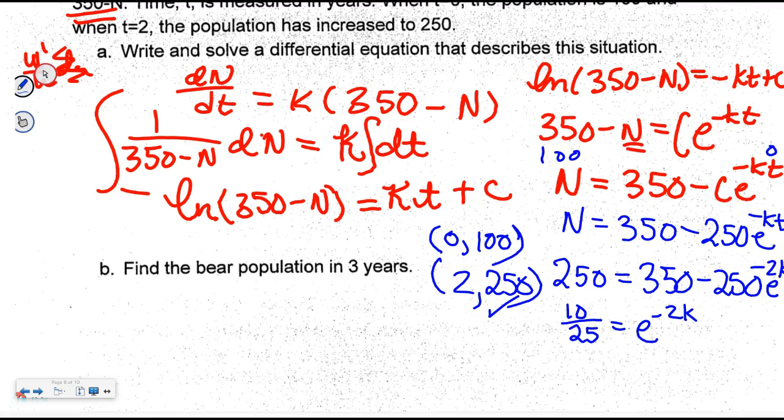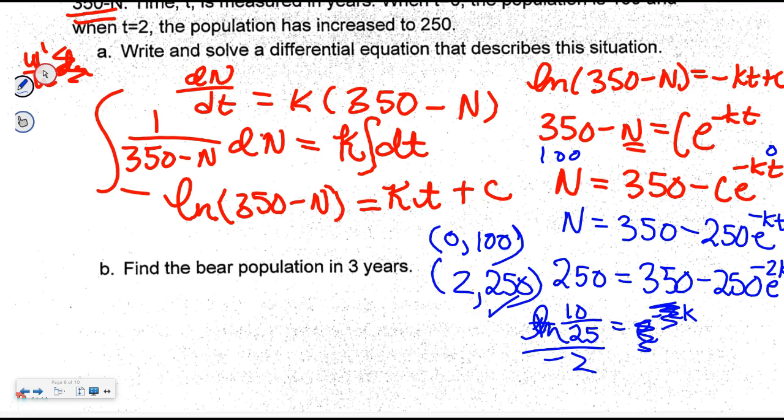So what do you do next, Mr. Dumas, for this one? How do I solve that for k? Yeah, so I'd natural log 10 25ths, and then that'll kill off the e, right? So I go ln, and then I would divide by negative 2, and I'd be left with my k. Can somebody tell me what that is, because we need it?